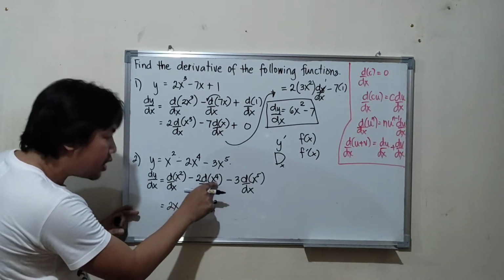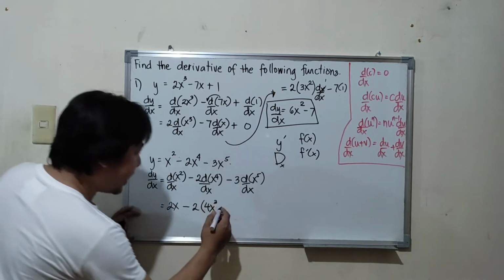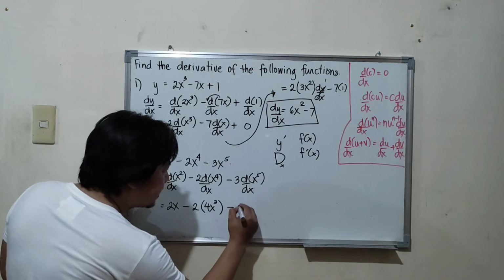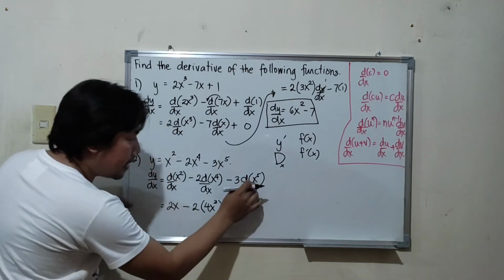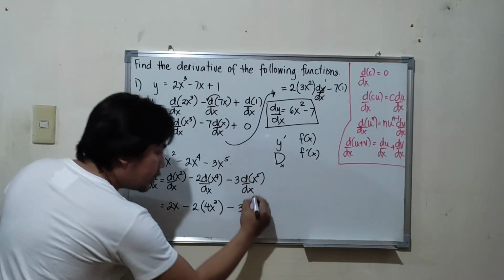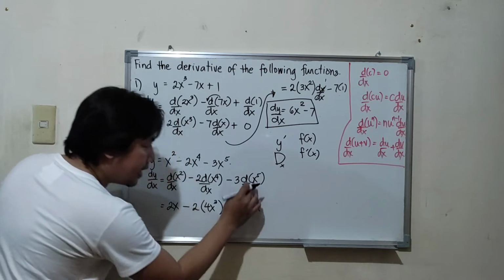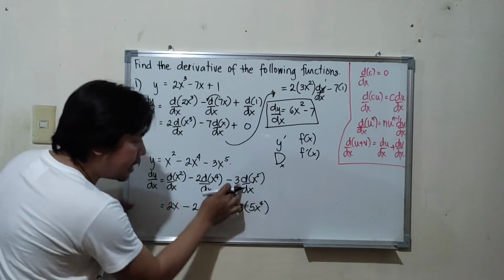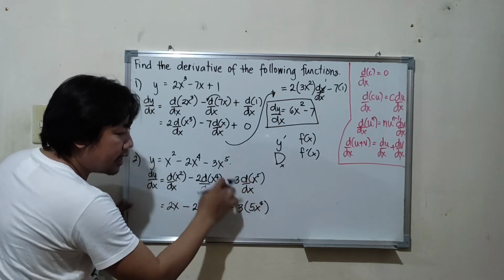So the derivative of x with respect to x becomes 1 again. So no need to write it since it is just 1. So minus 3, then the derivative of x to the fifth. So just multiply. So we have 5x, and then subtract 1 from 5. So we have 5x to the fourth times the derivative of x with respect to x, and that is 1.